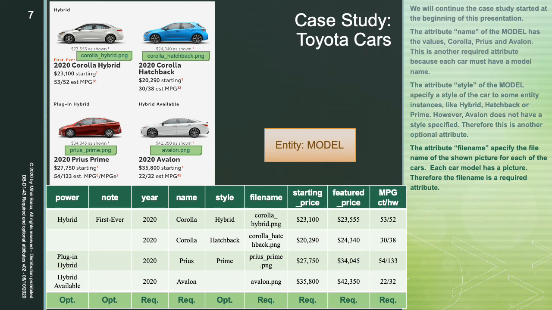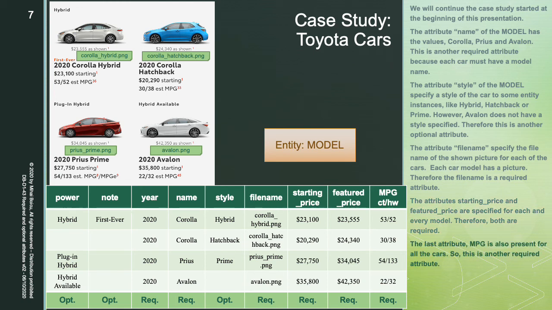The attribute file name specifies the file name of the shown picture for each of the cars. Each car model has a picture. Therefore, the file name is a required attribute. The attributes starting price and featured price are specified for each and every model. Therefore, both are required. The last attribute, miles per gallon (mpg), is also present for all the cars. So this is another required attribute. Looking at the entity instances table for the attribute helps in identifying if an attribute is optional or required.